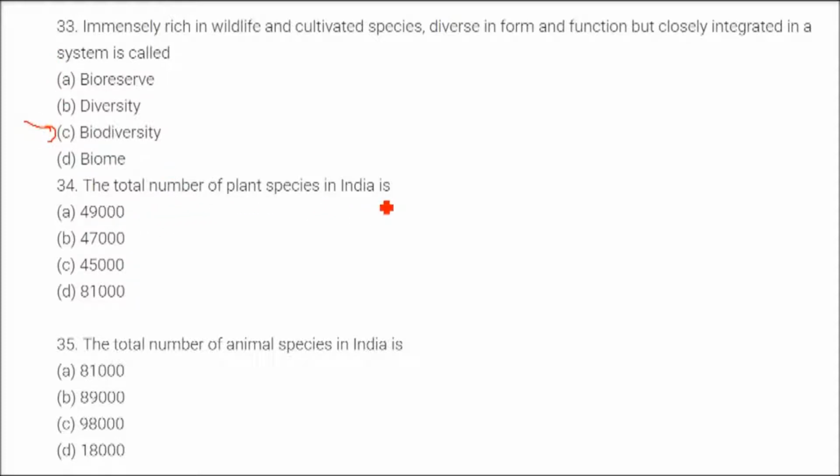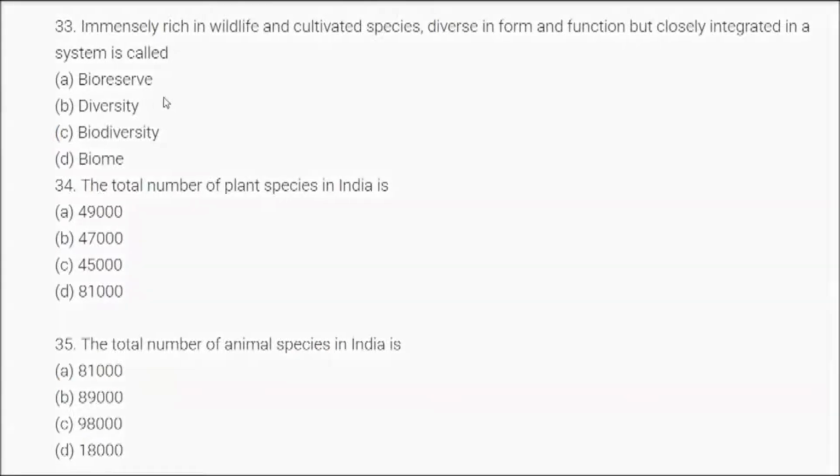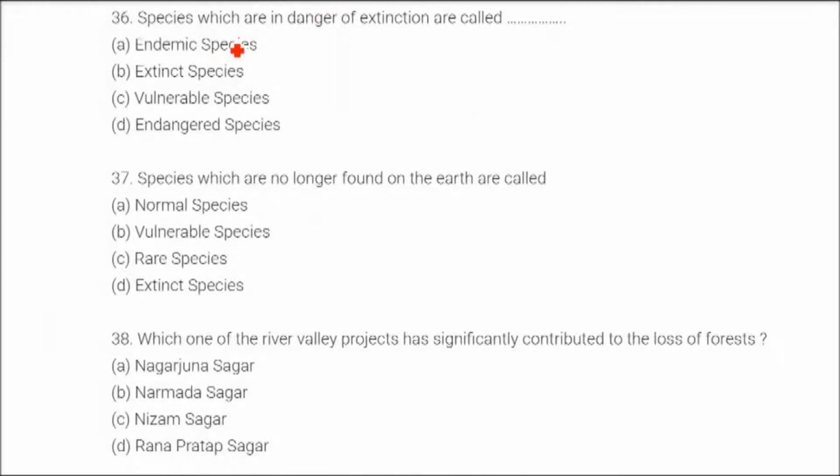The total number of plant species in India is 47,000. The total number of animal species in India is 81,000. Species which are in danger of extinction are called endangered species. Species which are no longer found on the earth, which are already vanished, are called extinct, already finished.